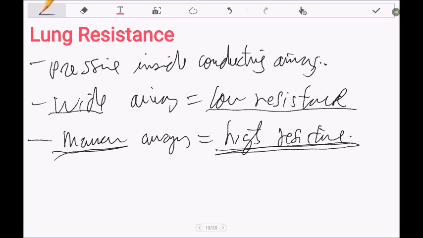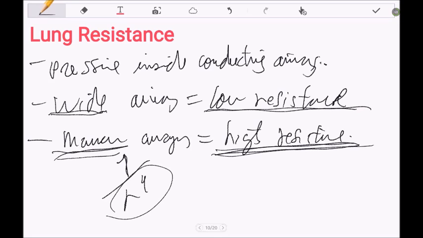So one equation that is used is 1 divided by the radius to the power of 4, right? What this means is airway resistance is very much dependent on the diameter of the radius inside your respiratory airways, right? And like I was saying, wider equals low resistance, narrow equals high resistance.